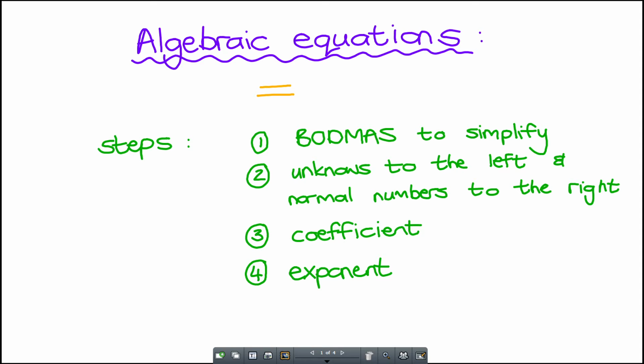Step 3 is we get rid of the coefficient. And then lastly, step 4, if there's an exponent, we get rid of the exponent right at the end. Okay, so let's just do an example or two. Actually, an example of 4.